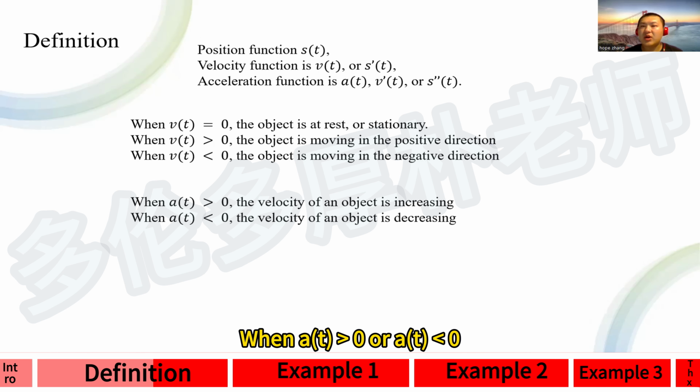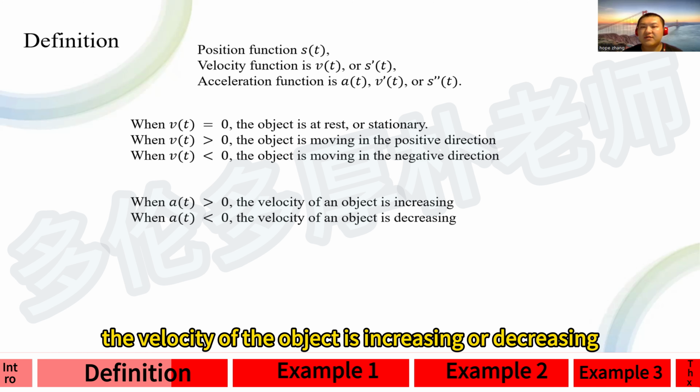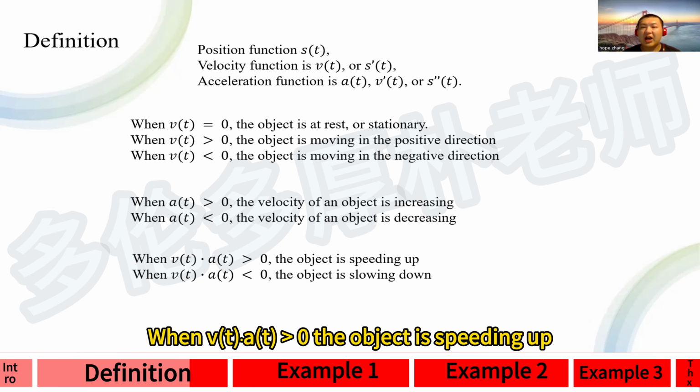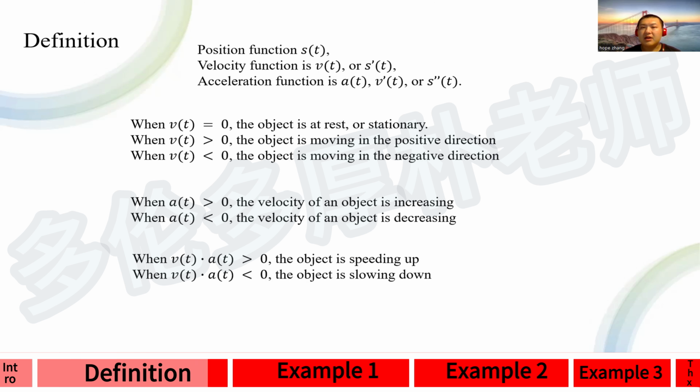If a(t) is greater than 0 or a(t) is smaller than 0, we will say the velocity of the object is increasing or decreasing. If v(t) times a(t) is greater than 0, the object is speeding up. If a(t) times v(t) is smaller than 0, the object is slowing down.